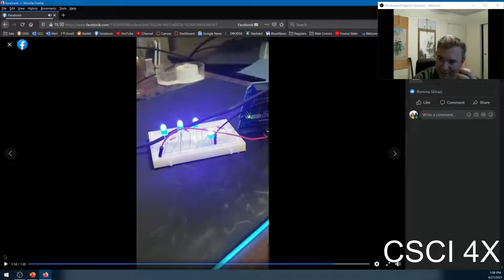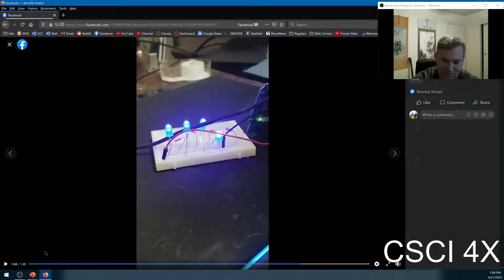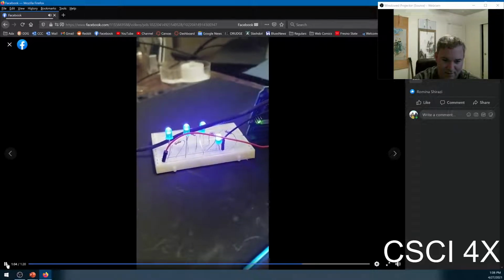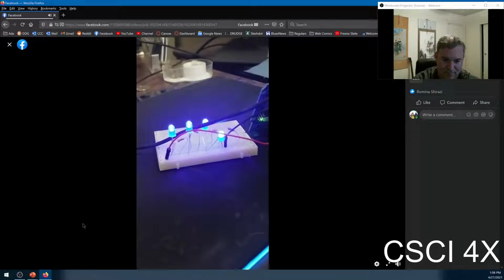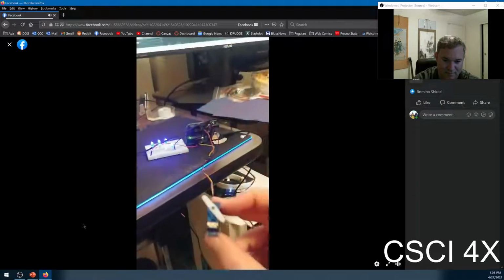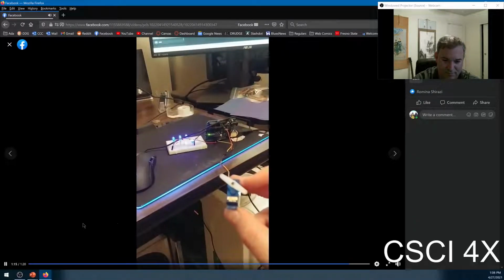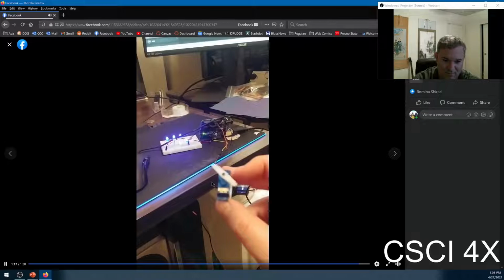So do you see how the LEDs are kind of glowing a little brighter and a little dimmer? Do the LEDs stay the same brightness or do they change? They change a little bit. At first they changed a lot, but then how did you like them? They changed a little bit. Just a little bit. Mm-hmm. Okay, all set.